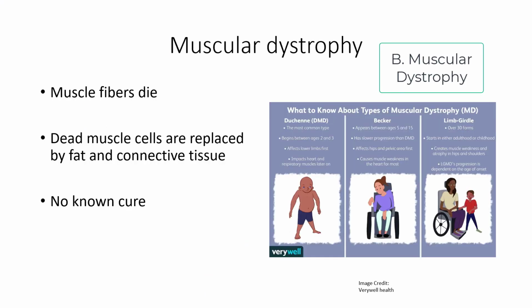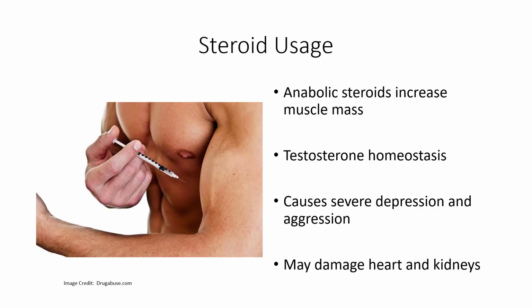Muscular dystrophy is another disorder in which the muscle fibers will die. And there are many different types of muscular dystrophy. There is Duchenne muscular dystrophy, which is most common and earliest affecting the individual. Becker muscular dystrophy, which is slower progressing but appears between ages 5 and 15. And limb-girdle muscular dystrophy, with over 30 different forms starting in either adulthood or childhood. There's a lot of different types there. The dead muscle cells are replaced by fat and by connective tissue, and there is no currently known cure for muscular dystrophy.